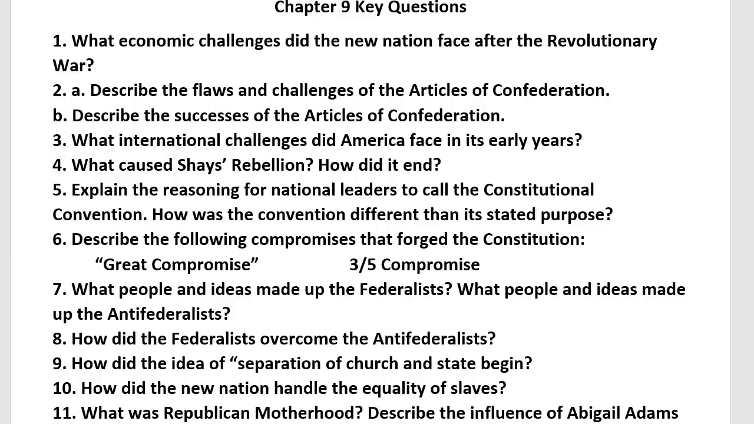So internationally, we face a lot of challenges. One last one would be the Barbary pirates in North Africa. Without the ability to create our own navy, we could not even protect our own shipping against small groups of pirates in the Mediterranean Sea.